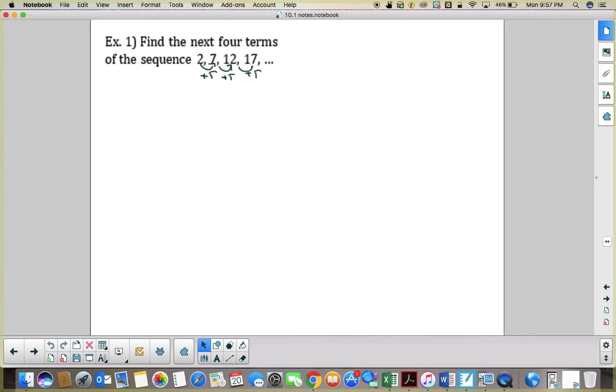so 17 plus 5 would give me 22. 22 plus 5 would give me 27. And 27 plus 5 would give me 32. And 32 plus 5 would give me 37. So I'm just adding 5 to each of those terms.